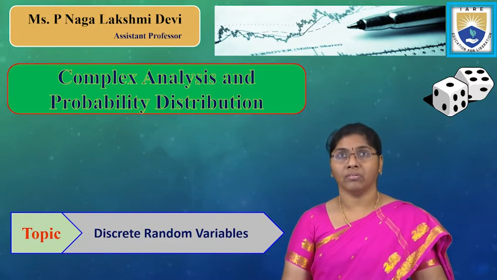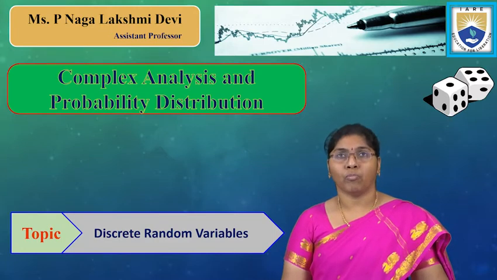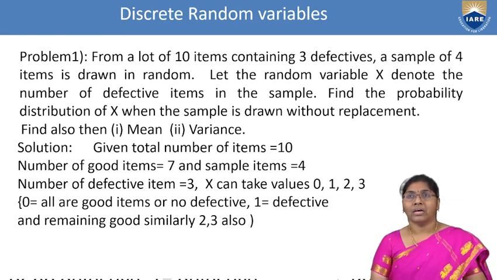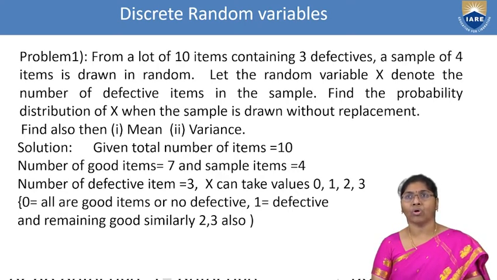Now today's topic is discrete random variable problems. The first problem is: from a lot of 10 items containing 3 defectives, a sample of 4 items is drawn at random. Let the random variable x denote the number of defective items in the sample. Find the probability distribution of x when the sample is drawn without replacement. Also find the mean and variance.